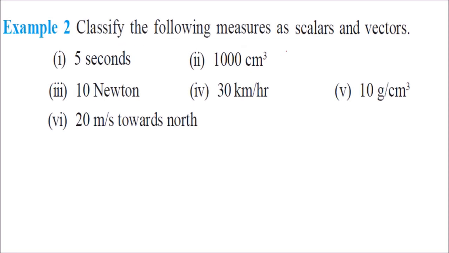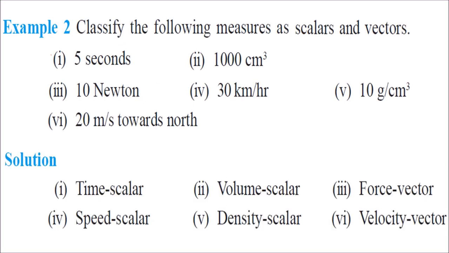Classify the following measures as scalars and vectors. So this is time, a scalar; this is volume, a scalar; this is force, a vector; this is speed, a scalar; this is density, gram per centimeter cube, a scalar; and this one is velocity, a vector.